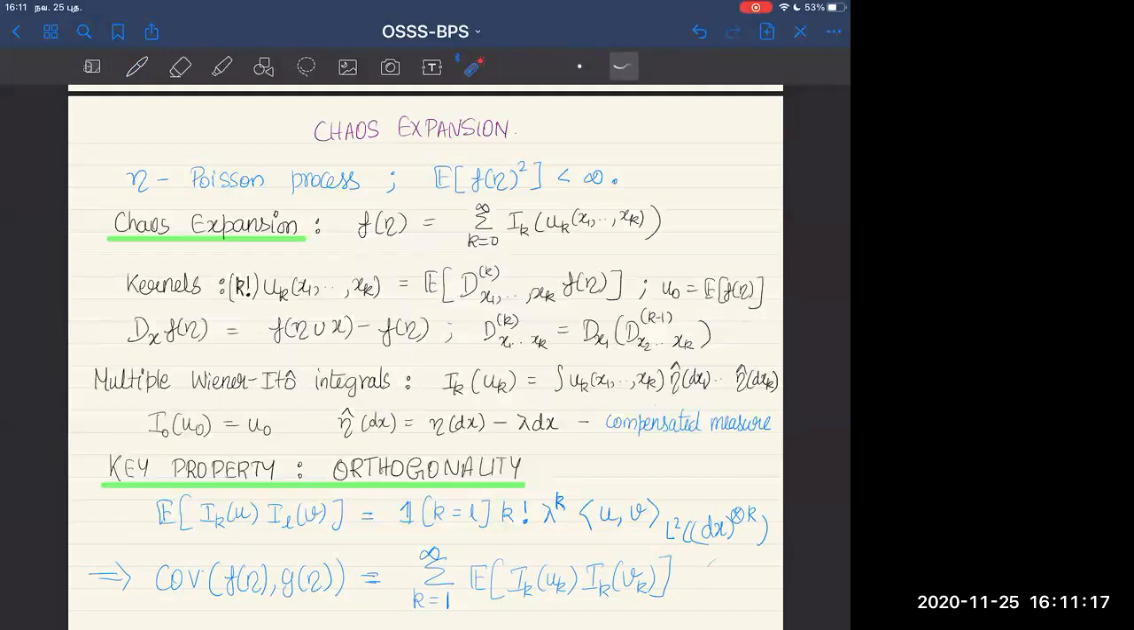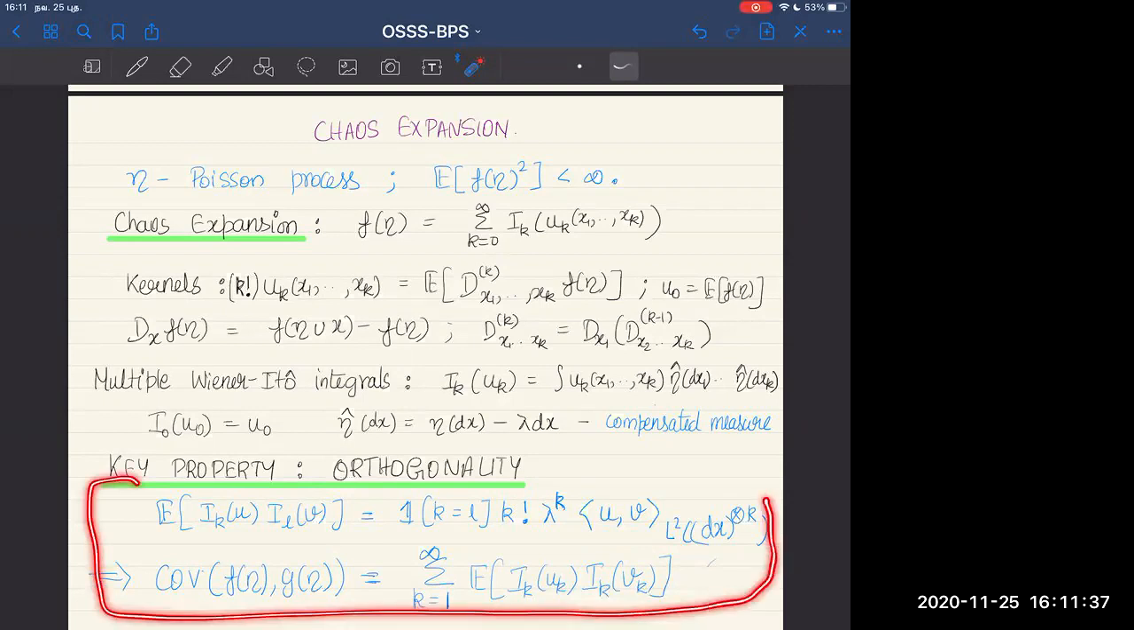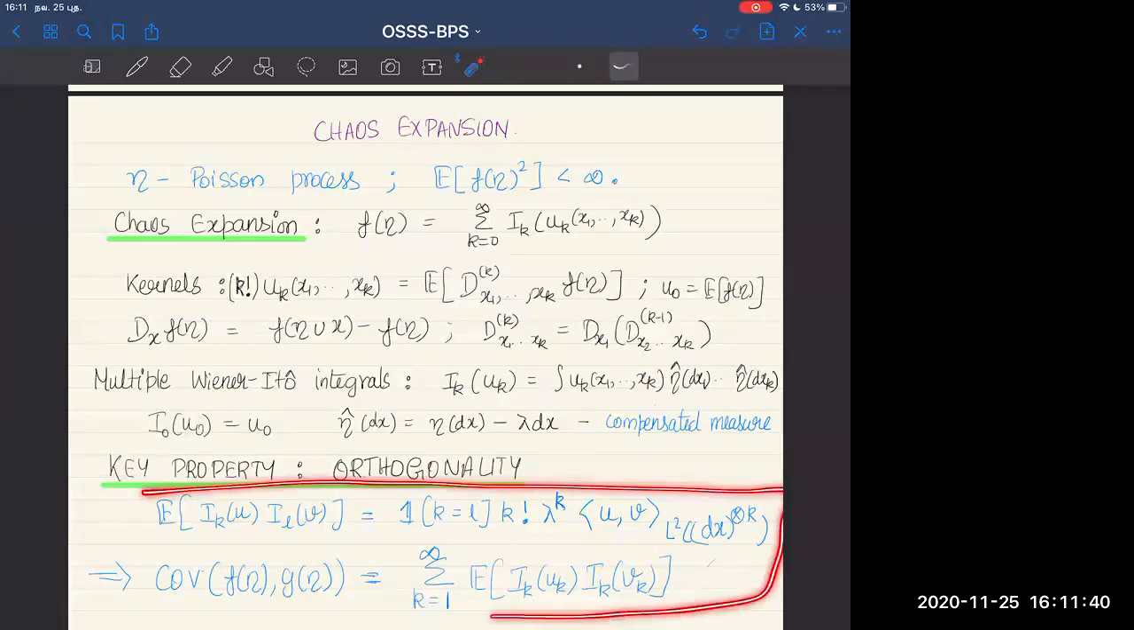So the key point is the orthogonality property of these I_k. And once you have the orthogonality property, I can take f of eta times g. If I look at the covariance, you have this neat expansion where u_k are the kernels for f and v_k are the kernels for g. So I will only ask you to keep in mind this orthogonality. This is the crucial point. This orthogonality is what is going to play the key role.